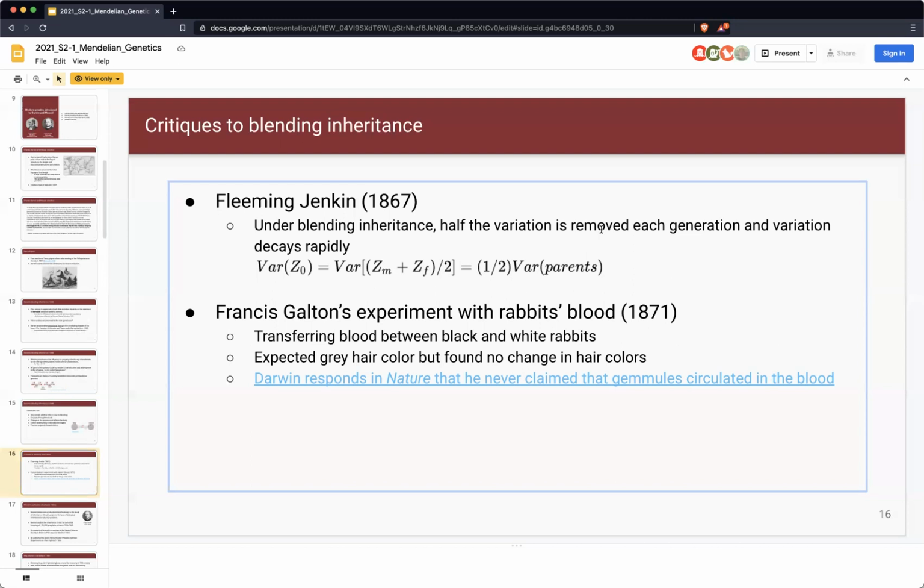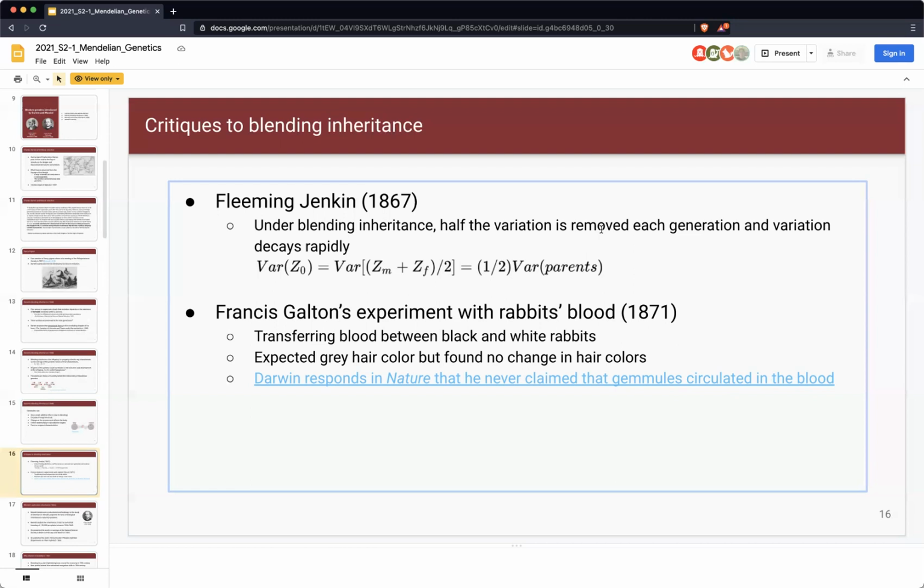Here is an example. Let's say you have two colors of water: water colored green and water colored yellow. When you mix these two, it becomes somewhat green-yellowish. If you think about all the values like this in our population, and you mix them over and over across generations, it will converge to green-yellow at the end. In the end, in your population, you don't have any colors other than green-yellow. So variation will disappear after these blending patterns. That was the critique by Fleming Jenkin.